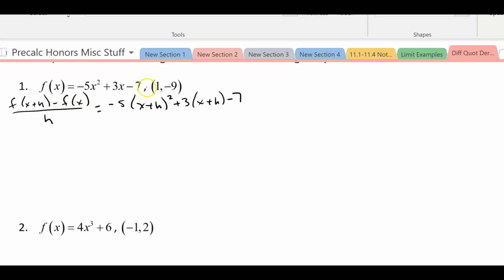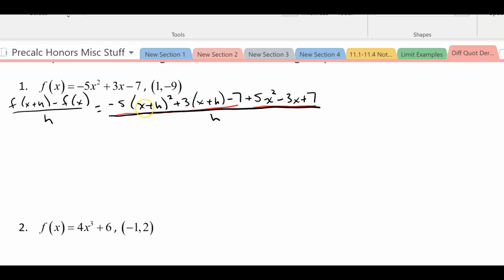So be careful with the signs, because I'm going to do this in one step without parentheses, but you have to distribute that negative. So it's going to be plus 5x squared minus 3x plus 7. So this part is our f of x plus h, and then this part is our f of x. All right, and then that's going to all be over h.